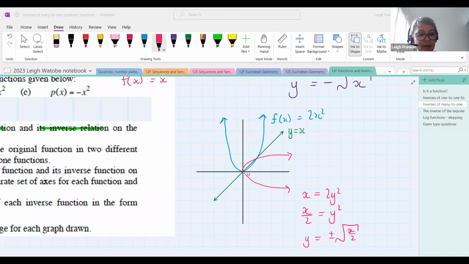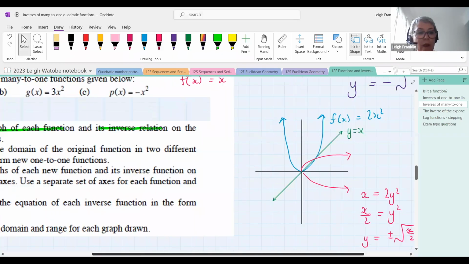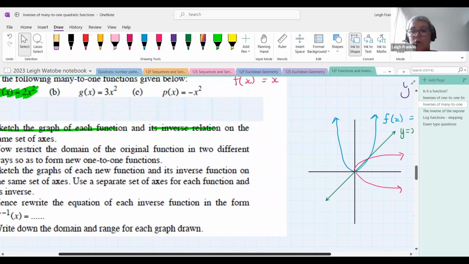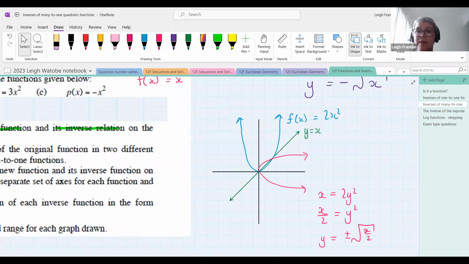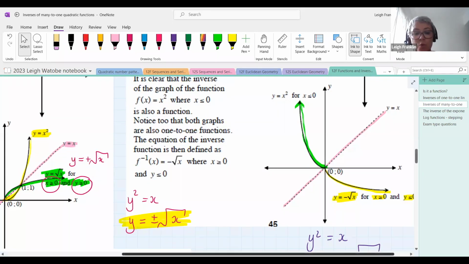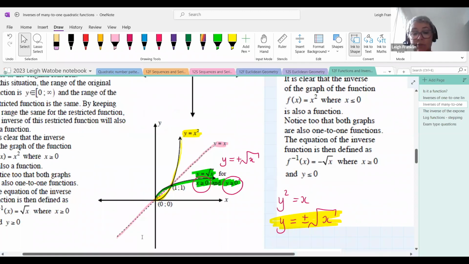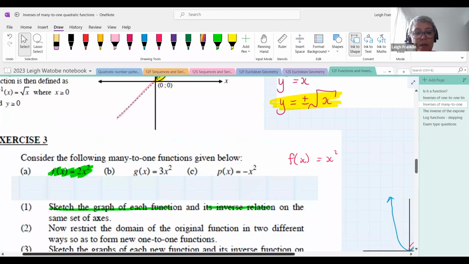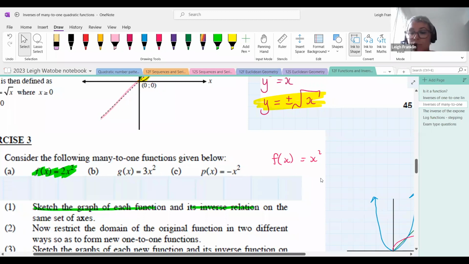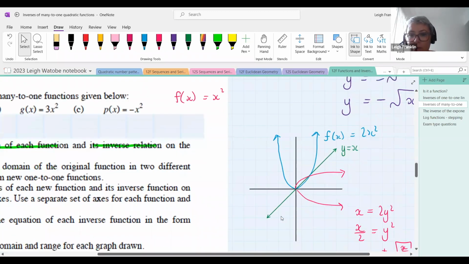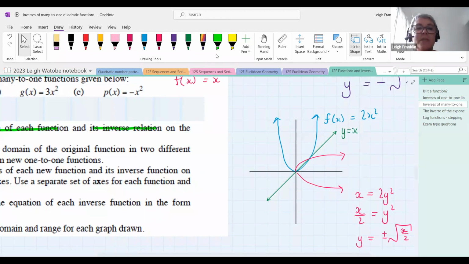So all I've done is the very first question, where I have sketched the graph of each function and its inverse relation on the same set of axes. That's all I've done here. It's exactly the same as what we were talking about over here. It would look identical to this. The only difference is that the gradient of the arms would be steeper, but we don't need to worry about the exact measure of that when we're drawing a sketch. So how it looks over here is 100% correct.